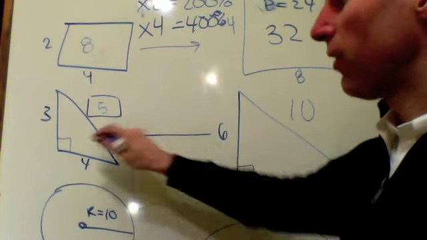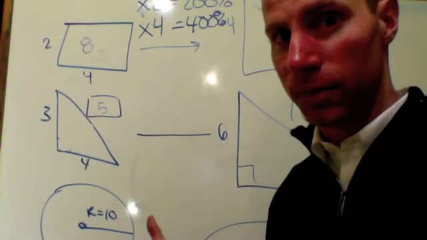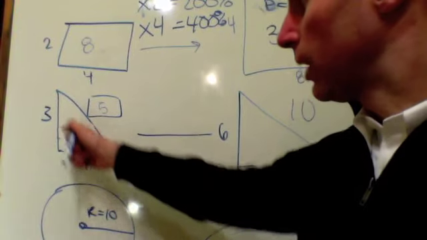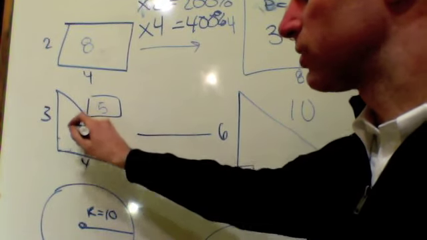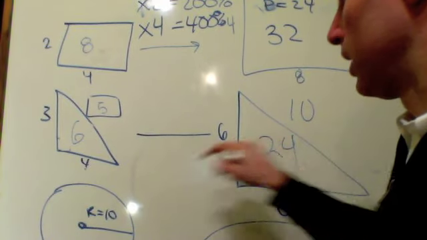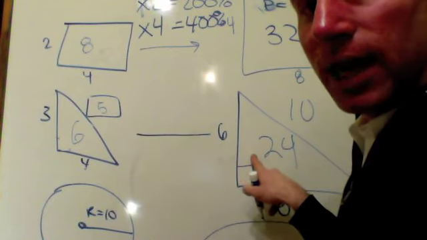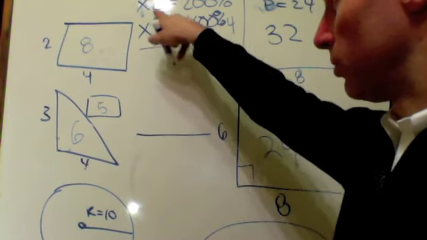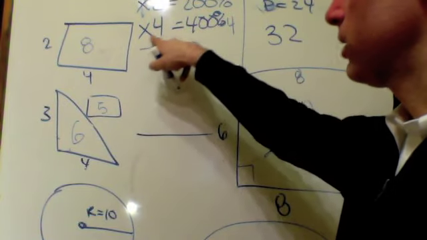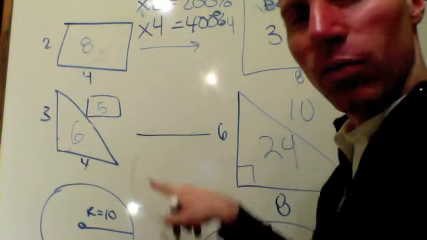However, if I find the area of this, I have to use the area formula of a triangle, 1/2 base times height. 1/2 times 4 times 3 gets us 6. Well, 1/2 times 6 times 8 gets us 24. By doubling the lengths of the sides, I've increased the area 4 times. When you double the length, the perimeter increases 200%, but the area increases 400% for a rectangle and a triangle. Well, what about a circle?